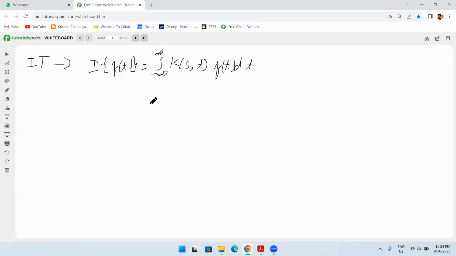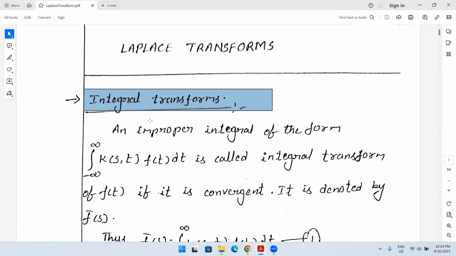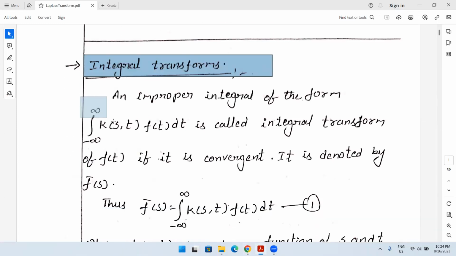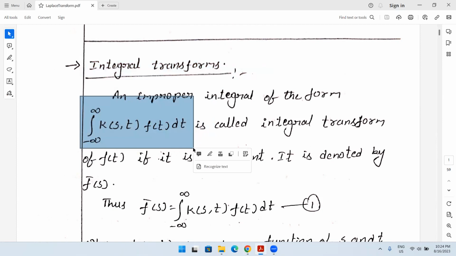The transform converts a function of t to a function of s. Here we integrate with respect to t and substitute the limits, so t will be eliminated and we get only a function of s. And this is the integral transform definition: the integral from minus infinity to infinity of k of st f of t dt is called an integral transform.